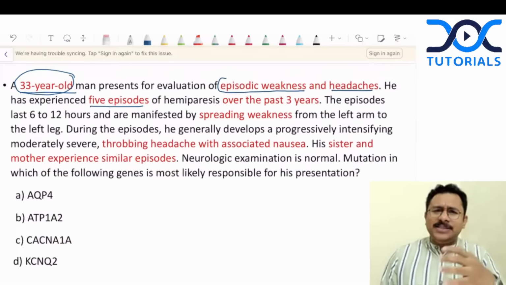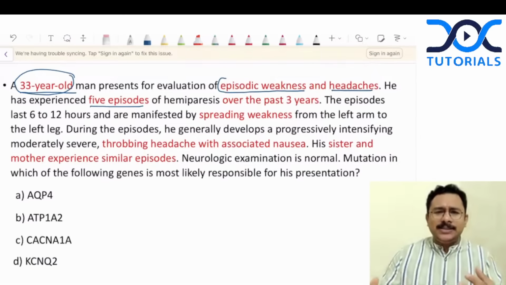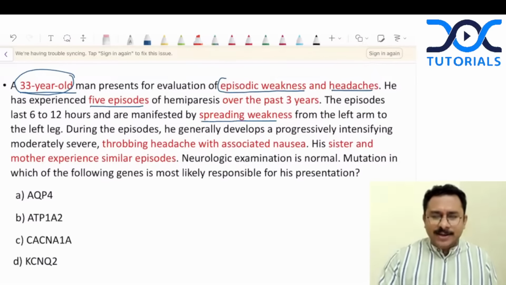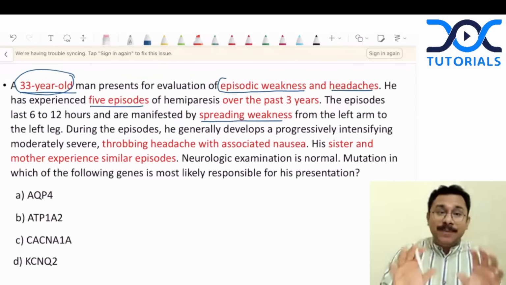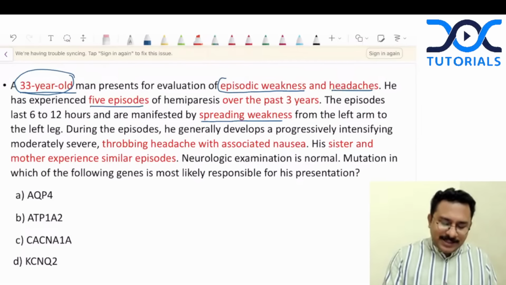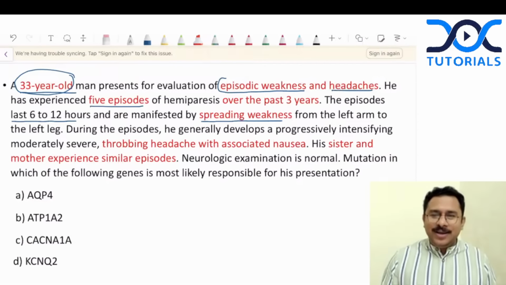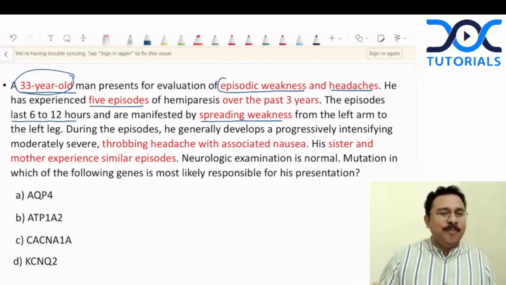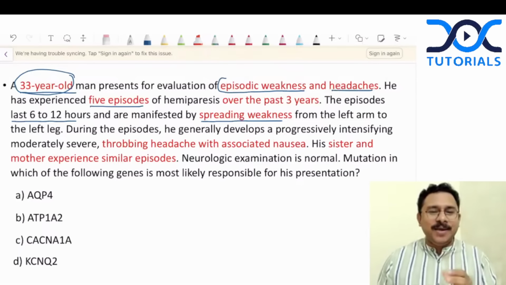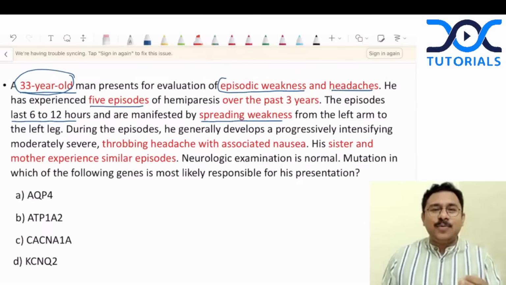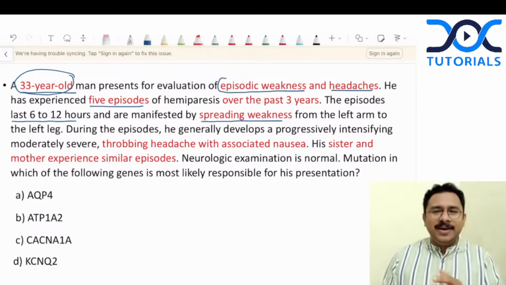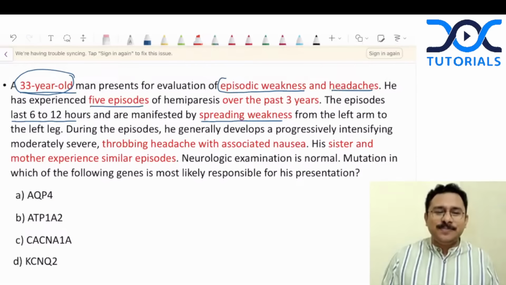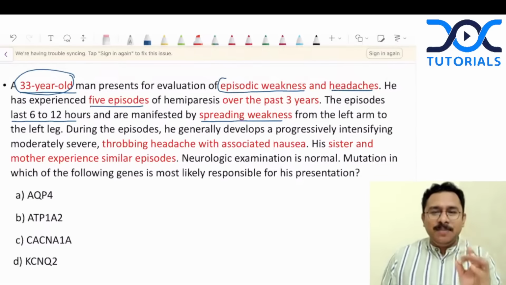Is it just any sort of acute onset weakness? Well, it looks like a spreading weakness. So from the left arm, it is progressively involving the left leg. That's the pattern of weakness. And it's lasting for 6 to 12 hours. And during the episodes, he's also having some sort of throbbing headache with associated nausea. Whenever you have throbbing headache with associated nausea, you're thinking of migraine. So some connection between migraine and some sort of hemiparesis with a positive family history. What could this be? This could be a familial hemiplegic migraine.